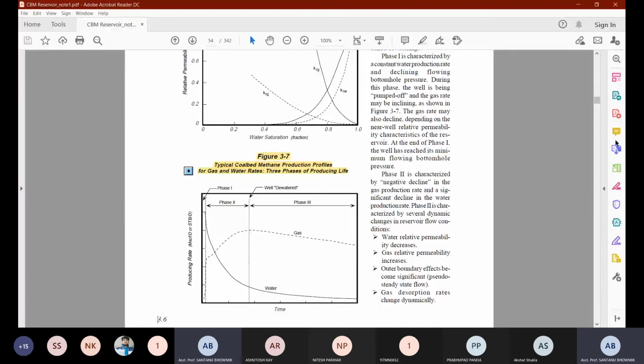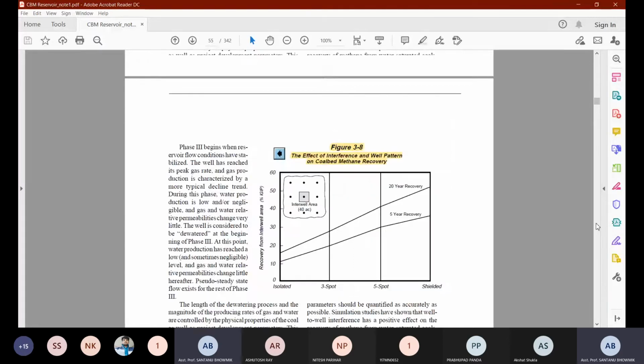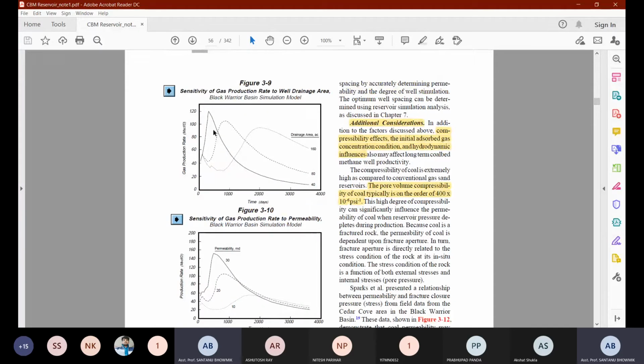So the same thing is going to be discussed here. If you see the graph, figure 3.9, the title is the sensitivity of the gas production rate to well drainage area. That means with the variation of the well drainage area, how the gas production rate is going to vary. Why this? You can see that they have taken three conditions: 40, 80 and 160 acre drainage area of that CBM reservoir.